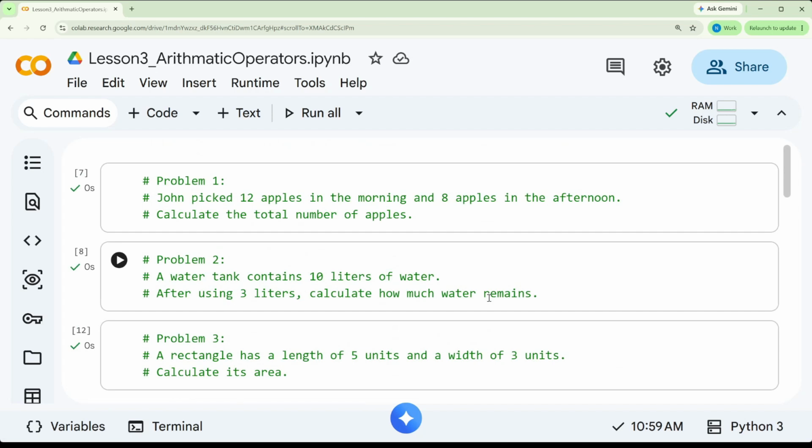I did not show you the first 3 problems. I'm going to leave those as something that I would like you to try and write the program for. That is all we have to do for the mathematical operators in Python.